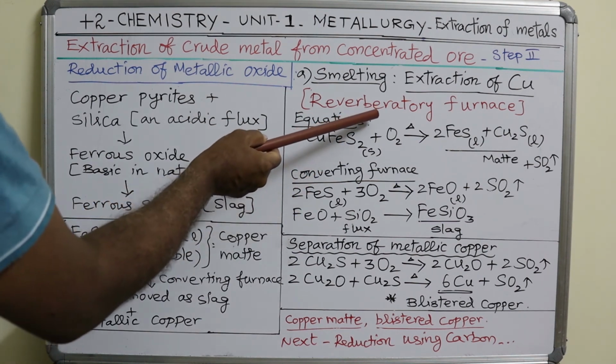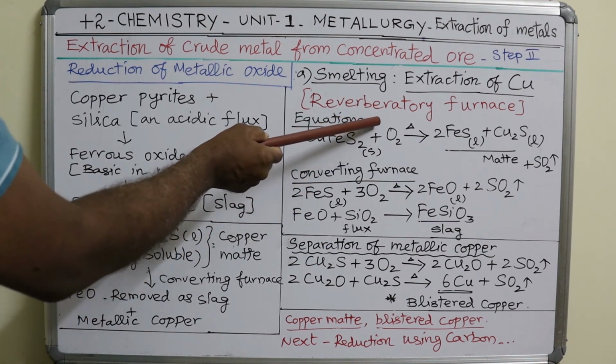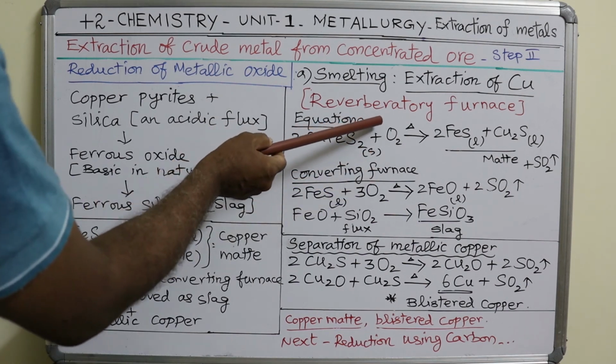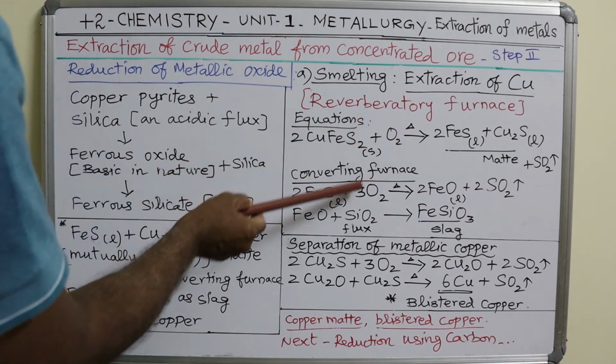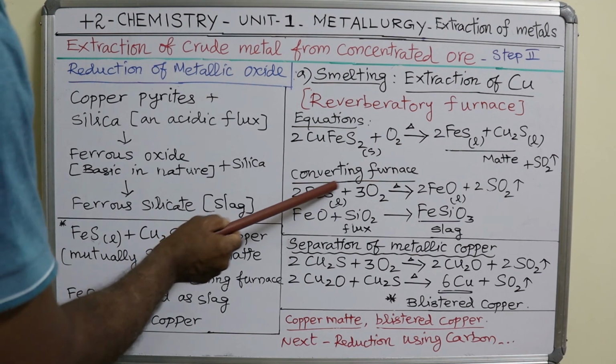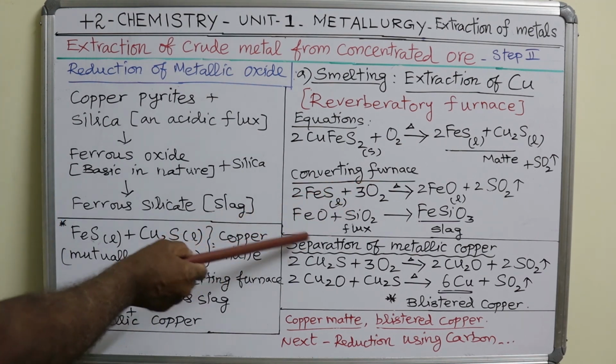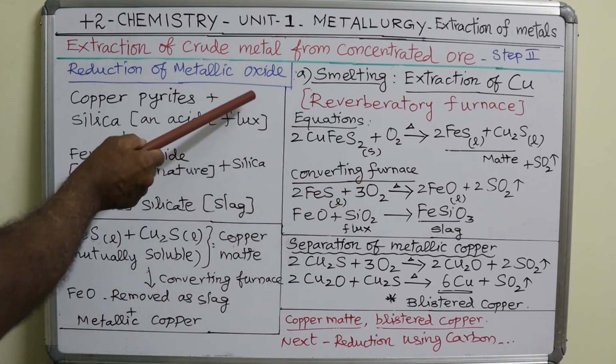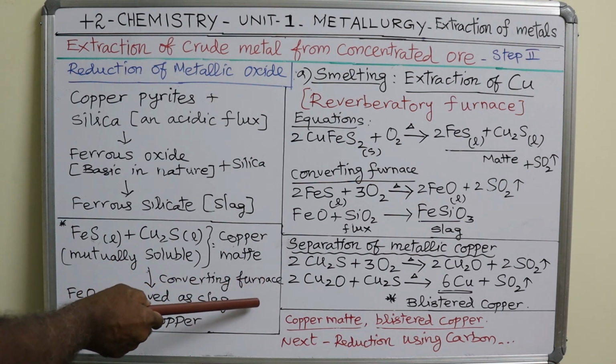And what is the name of the furnace used here? Two different types of furnace are mentioned in the content, that is the reverberatory furnace for the first equation, and the converting furnace for the next two equations. So remember all these keywords and write this completely if it is asked in the examination.